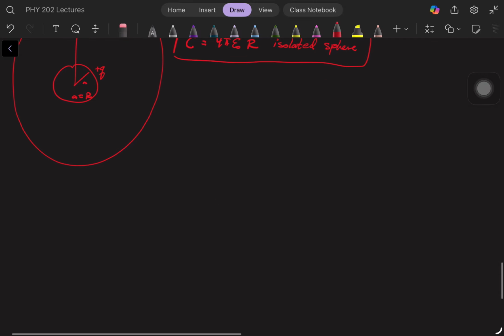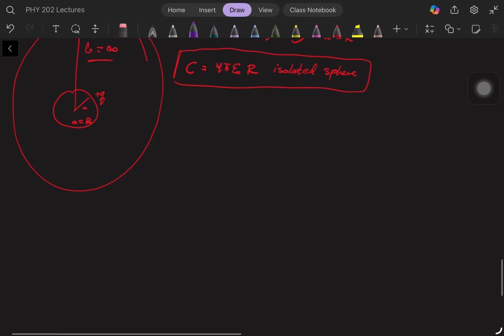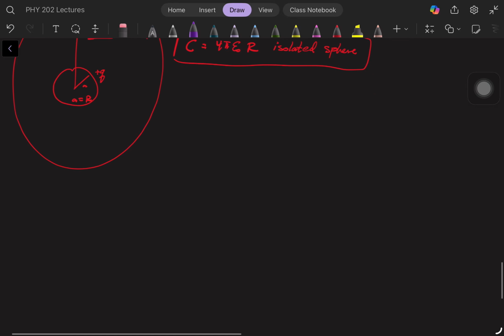And now we're going to kind of pivot. Red's aggressive. I don't know why I was using red for so long.